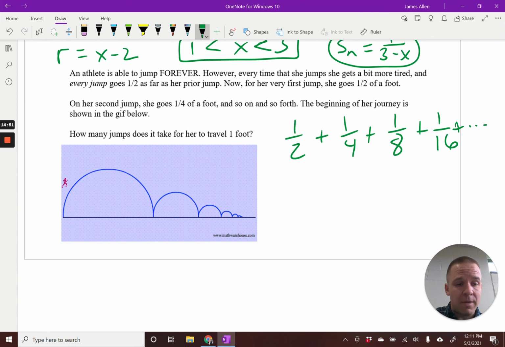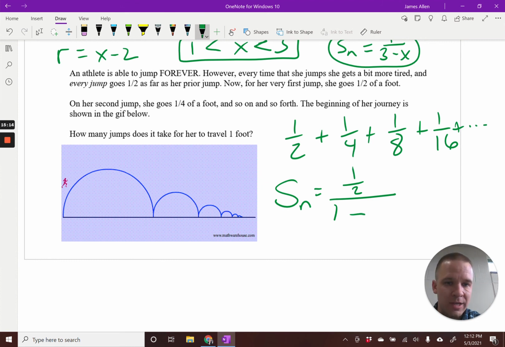Well, if you remember when I pulled out the tape measure, I can't remember what video that was, but anyways, I think it was this one. We keep cutting it in half, and then it's just going to go on forever and ever. Well, hold up. Let's see here. If I did my sum of an infinite series, because she can go forever, I'd have 1/2 divided by 1 minus, what are we multiplying by each time? 1/2. Doesn't that equal 1/2 divided by 1/2? That's going to equal 1.